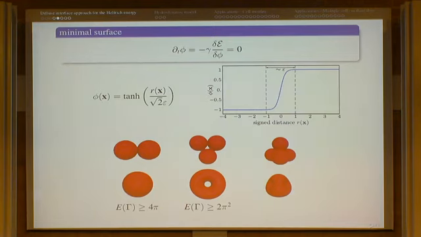Okay, and then if the variation is equal to 0, we arrive at our minimal surface. In that case, we can prove that the shape of our phase field function is this hyperbolic tangent, where r of x is a signed distance function. And then we can do this for some surfaces, and we get nice results.